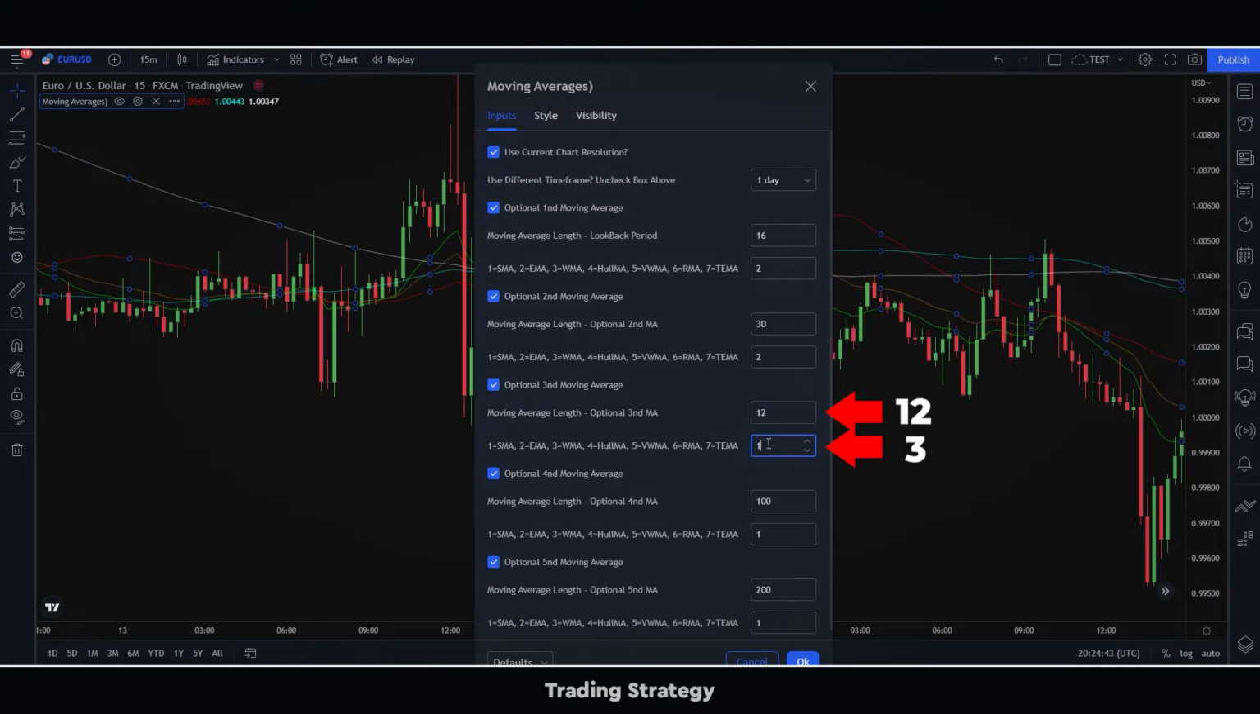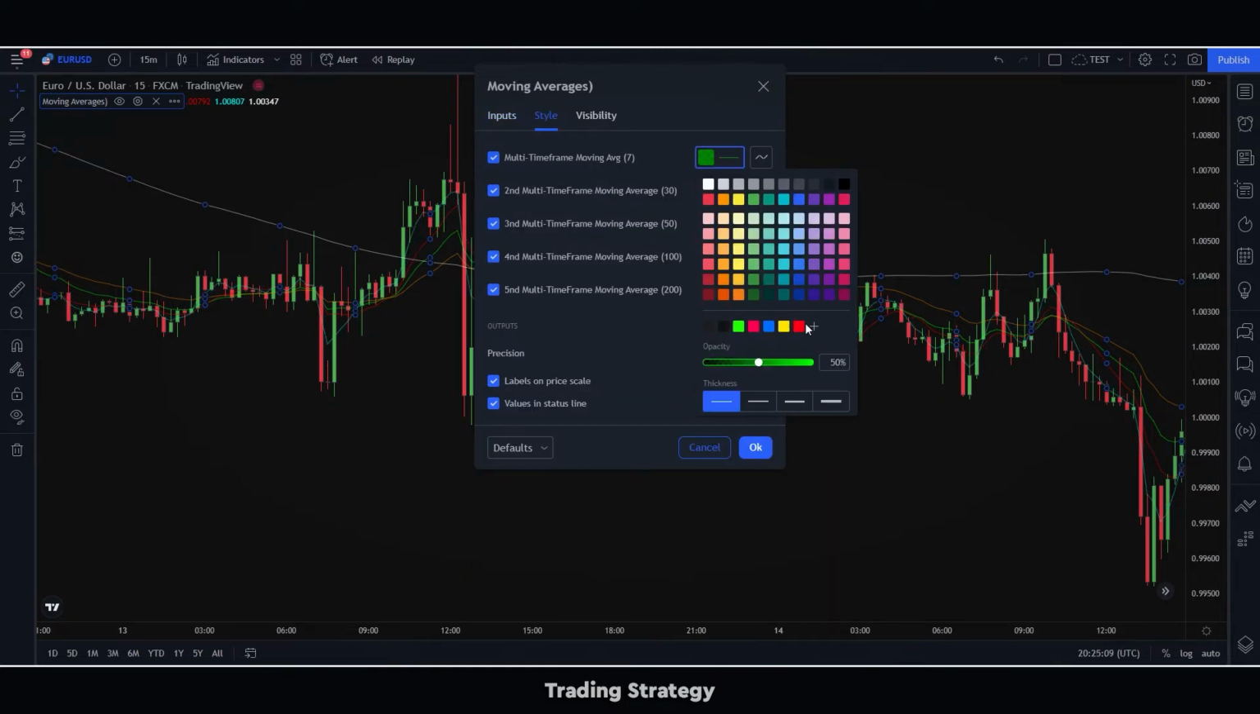The third we will set it to 12, and we will put a 3 because it will be a weighted moving average. And the fourth we'll set it to 5 and we'll set it to 3 because it's also going to be a weighted moving average. As for the colors and thicknesses, we will put the following.